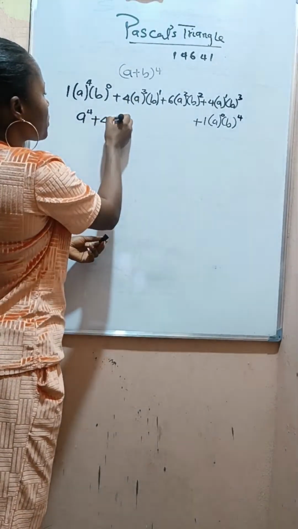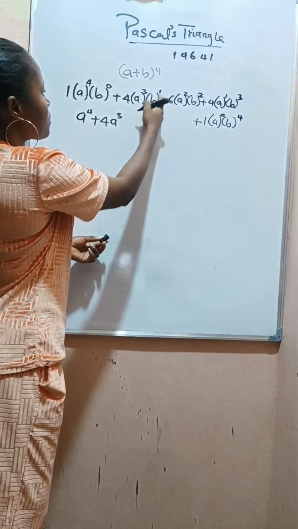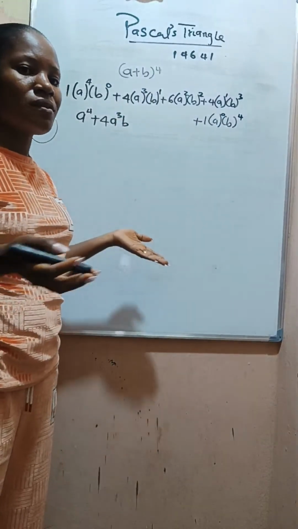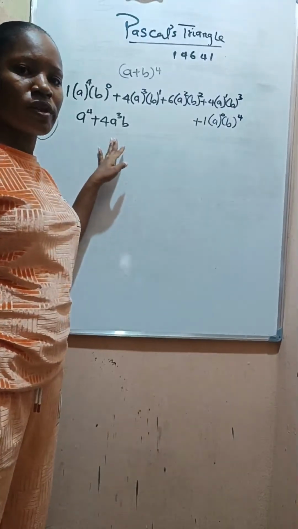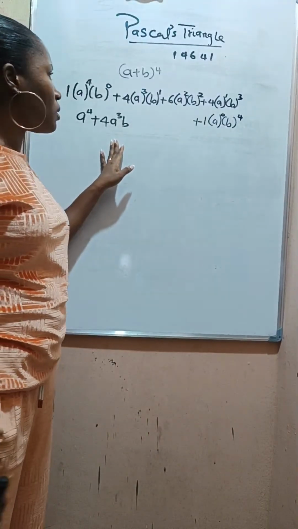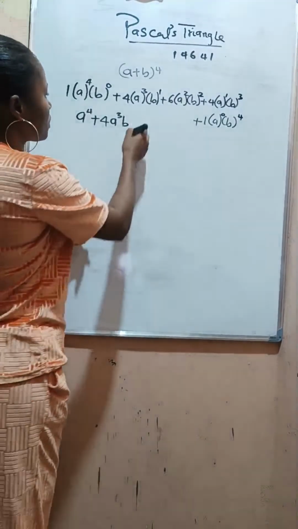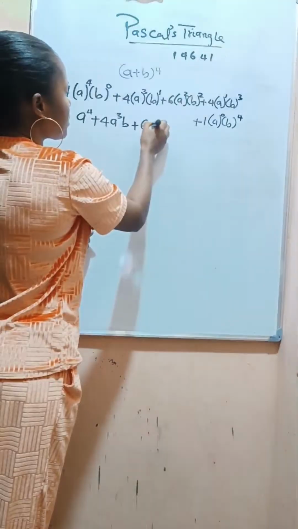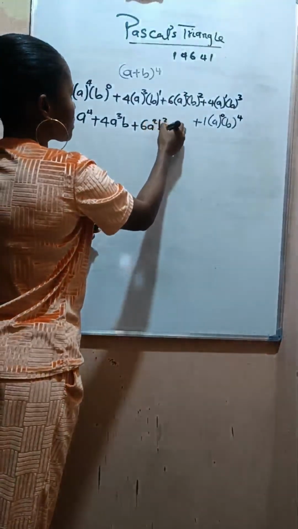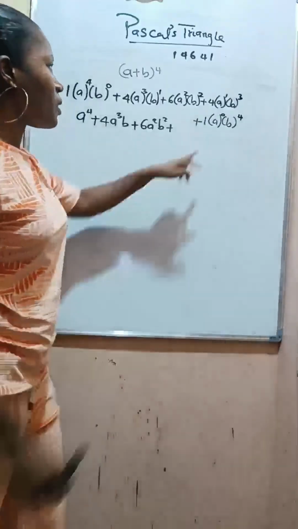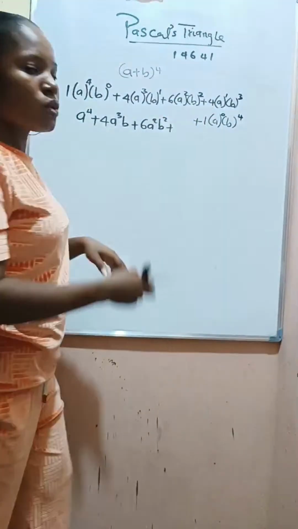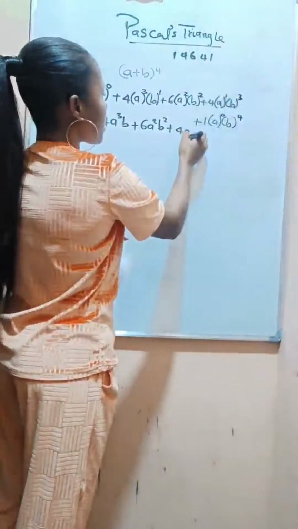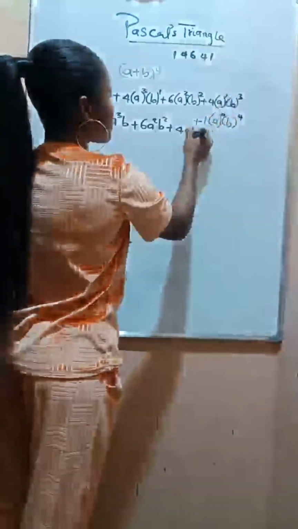Now to the next one, we have plus 4. A to the power of 3 is a to the power of 3. And b to the power of 1 is b. You can see, very easy. So we are done with the second one. Then to the third one, we have plus 6a squared b squared, right? A squared b squared. Plus. Now to the next one, we have 4. Then a to the power of 1 is a. And b to the power of 3 is b to the power of 3.